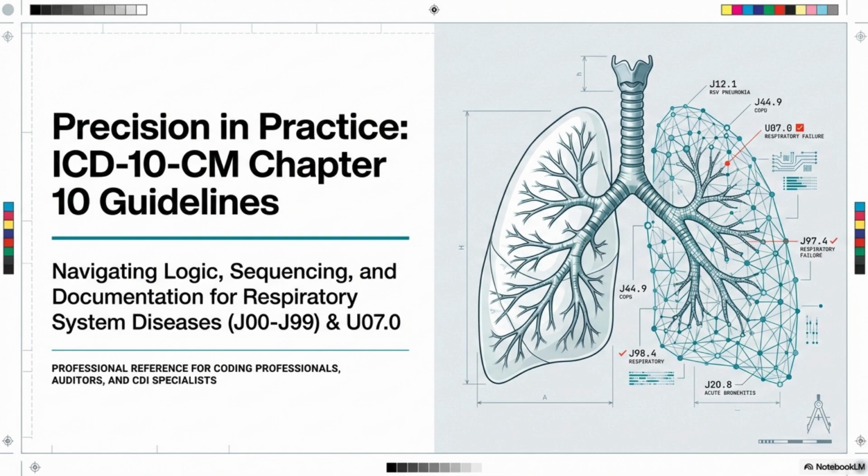Today, we're focusing on ICD-10-CM. Chapter 10, Diseases of the Respiratory System, covering codes J00 through J99, along with U07.0 for vaping-related disorders. In this session, we'll break down key definitions, clarify sequencing rules, and highlight the documentation details that influence accurate code assignment.